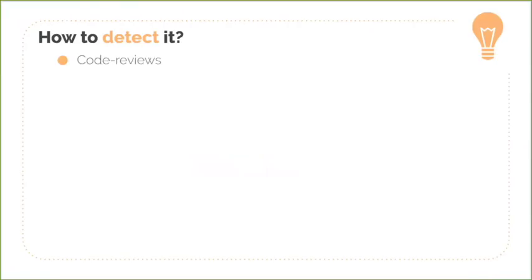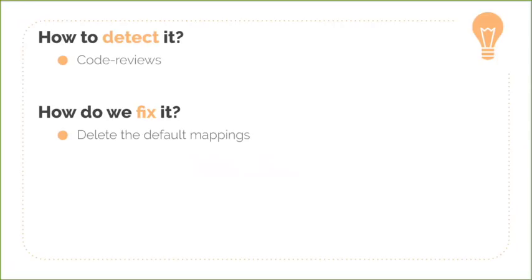So to detect this, again, you need to use code reviews, and to fix it, just delete the default mappings. Manually create a mapping per controller action, and that's all. And if you have a lot of mappings, it's not a problem. You can create more than one URL mapping file. You don't have to put everything in one single file. You can create as many files as you want: user URL mappings, book URL mappings, whatever you need.